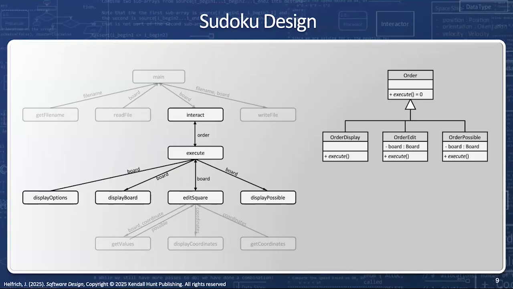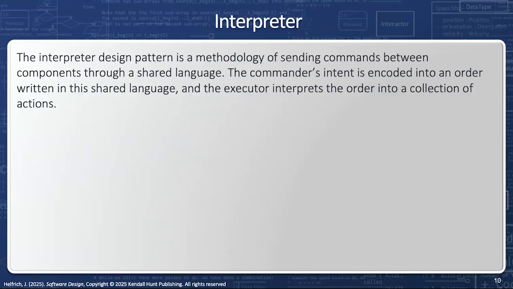So back to our original structure chart. Now I'm going to have show history and I'm going to have undo, which is going to add an interact, which gives me a whole level of richness that I did not have before. So now we have yet another way we can pass an order, and we're going to use the interpreter. And the interpreter is a methodology of sending commands between components through a shared language. And it's really up to the programmer to invent this language.